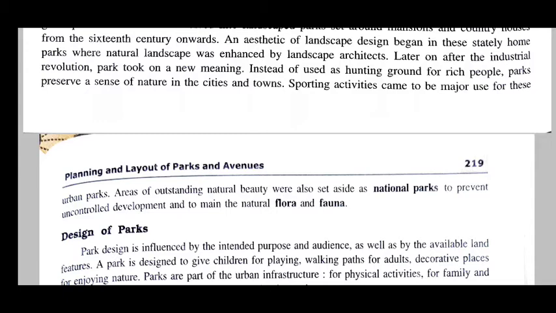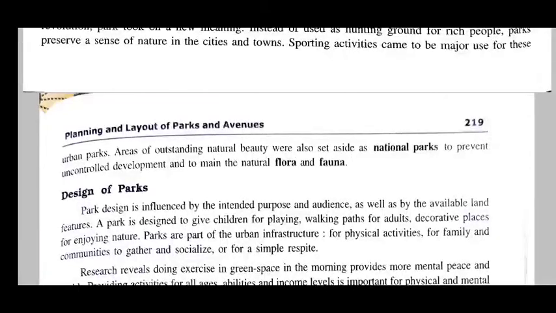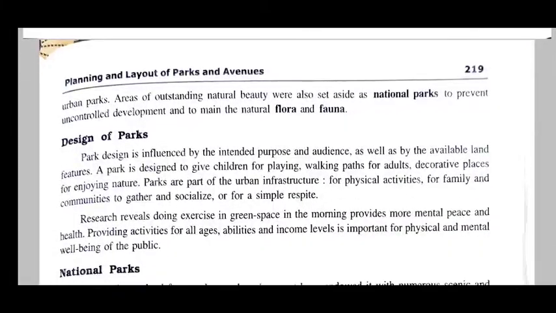These parks are generally called urban parks, and some natural parks are present that automatically rehabilitate and restore themselves. An area of outstanding natural beauty, besides national parks. Many national parks where flora and fauna are seen, like Jim Corbett National Park, that type of park.